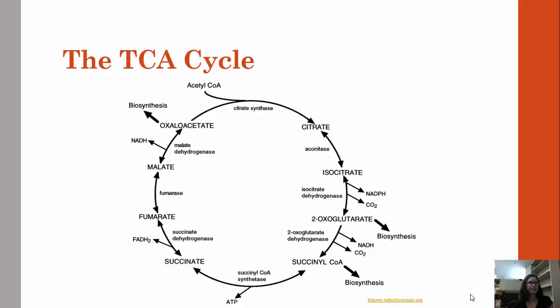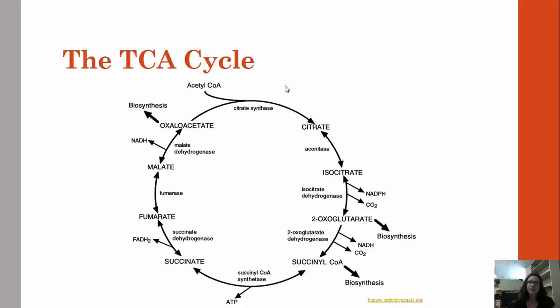So here is our beautiful TCA cycle. Again, we see acetyl-CoA here, which we need in order to enter the TCA cycle. And then we have a series of steps that it goes through. Generally, the substrate is being oxidized as it goes through the cycle, and it's reducing an electron acceptor, which will then allow it to go to the electron transport chain to produce energy.